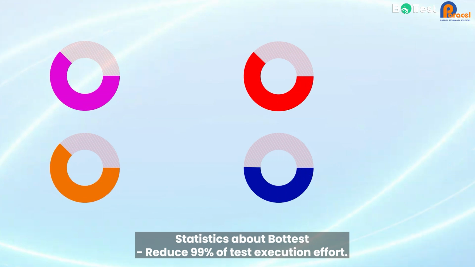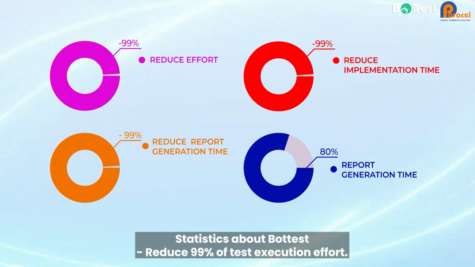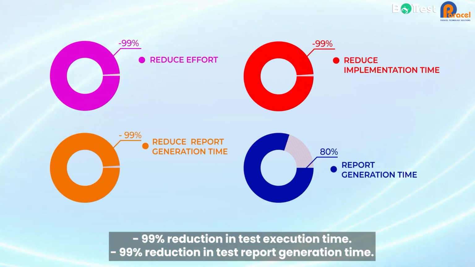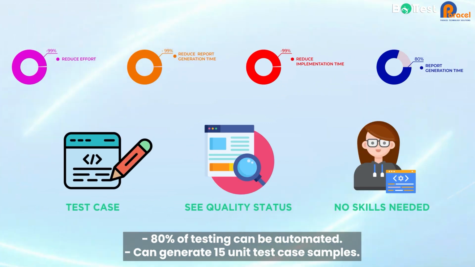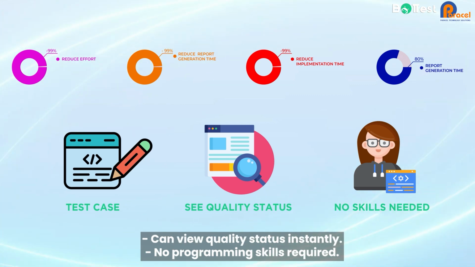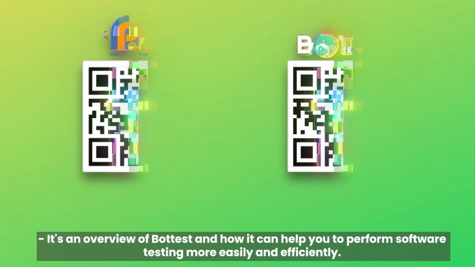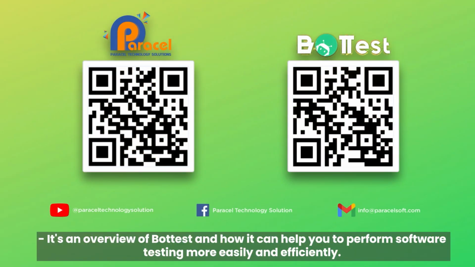Statistics about Bottest: reduce 99% of test execution effort, 99% reduction in test execution time, 99% reduction in test report generation time, 80% of testing can be automated, can generate 15-unit test case samples, can view quality status instantly, no programming skills required. It's an overview of Bottest and how it can help you to perform software testing more easily and efficiently.